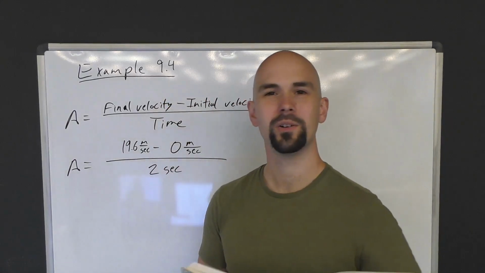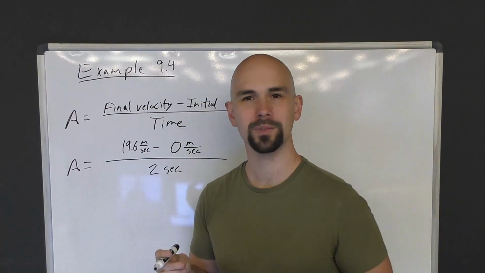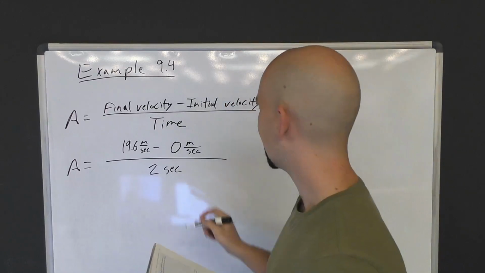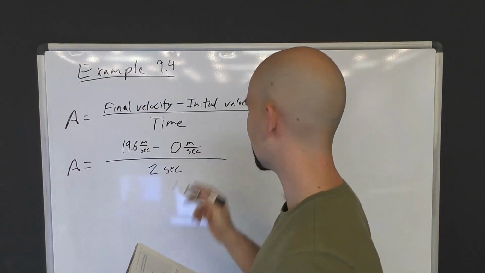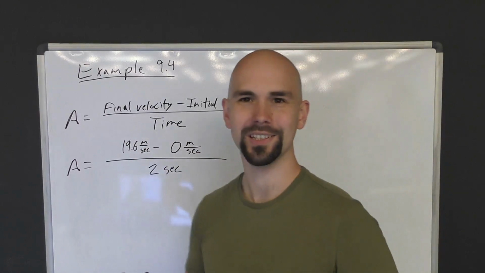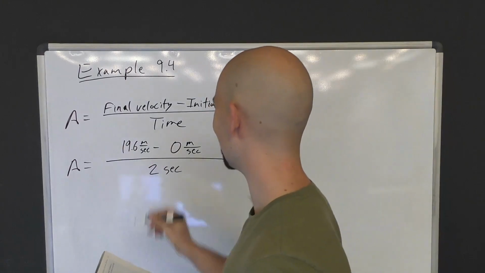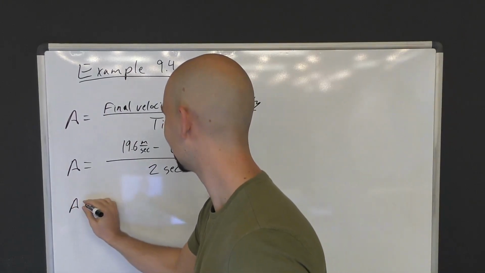All right, so we've decoded the problem. We have our equation now, and we just got to work it out. 19.6 meters per second minus 0 meters per second, that's going to be easily figured out. That's 19.6 meters per second. So carry that down.